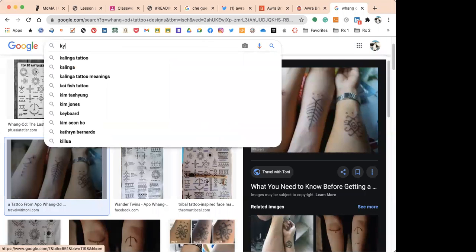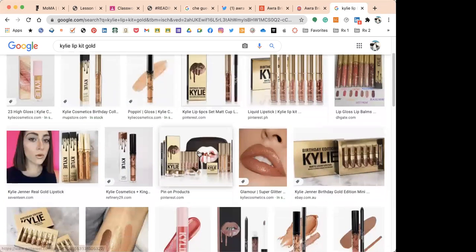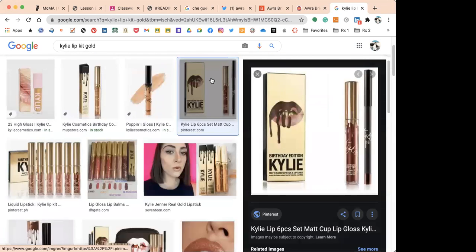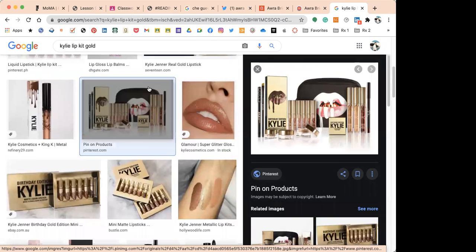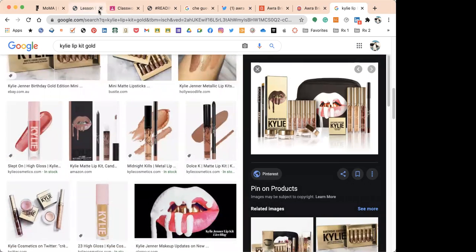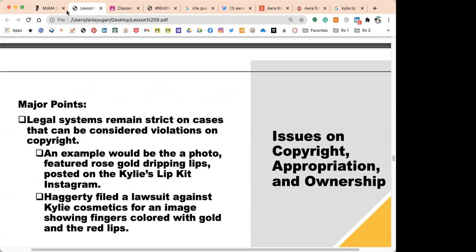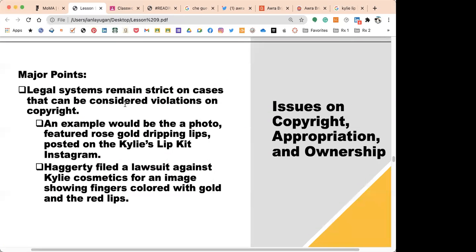Kylie, naku, itong si Kylie Jenner. Kylie lip kit gold. She's always under fire for design, 'di ba? Hindi ito, ayun, this one. So, she always has these questionable things for art, for appropriation. She has those. So, that's an example. Medyo nagkakaroon siya ng lawsuits about design eh. Ayan. The drip, those can become issues.